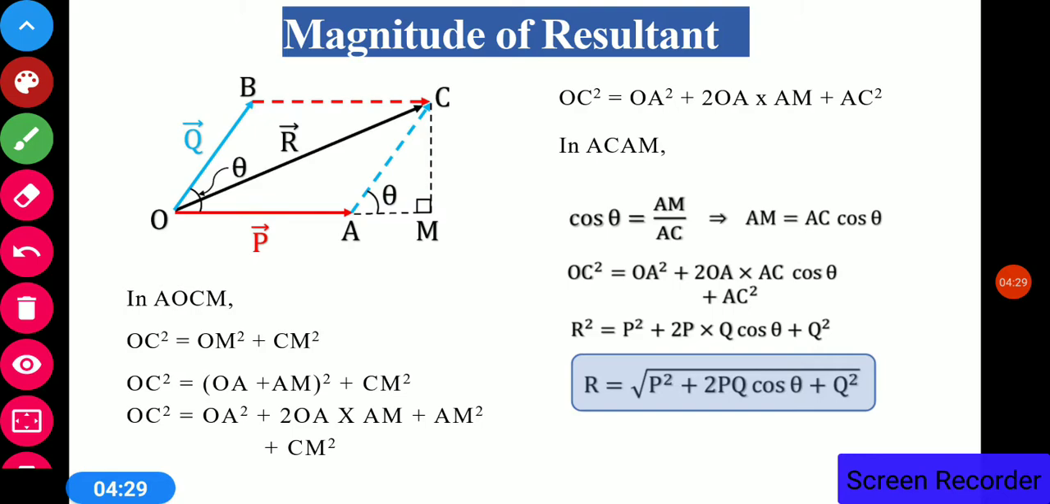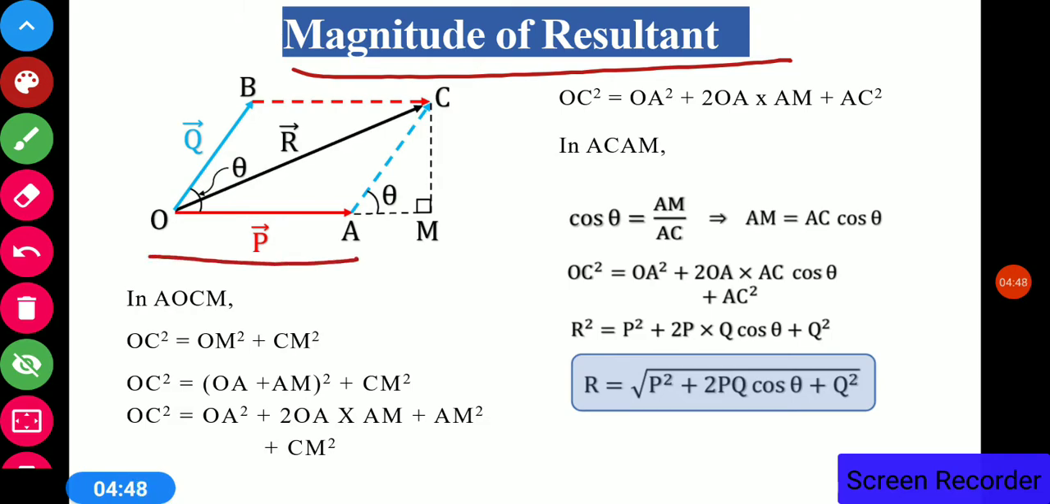Now, vector addition analytical method. To find the magnitude of the resultant graphically, we can simply measure the length of the vector and find its magnitude, and as well, analytically we can also find it.